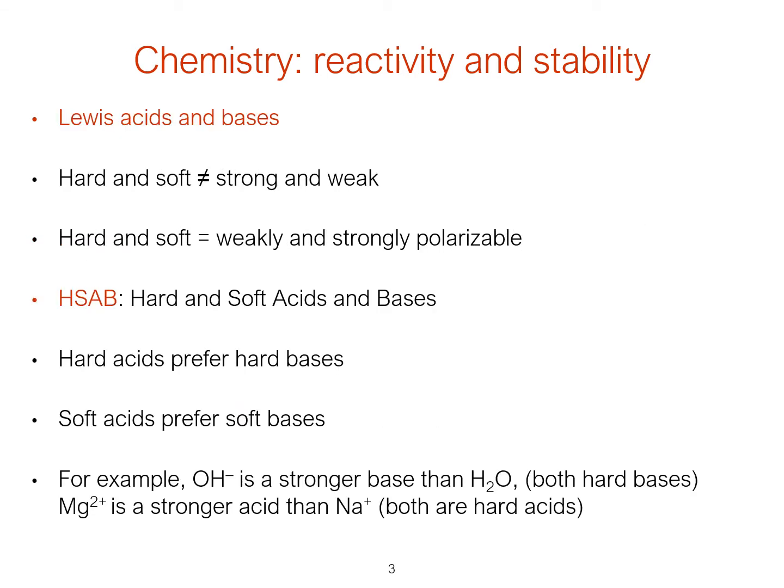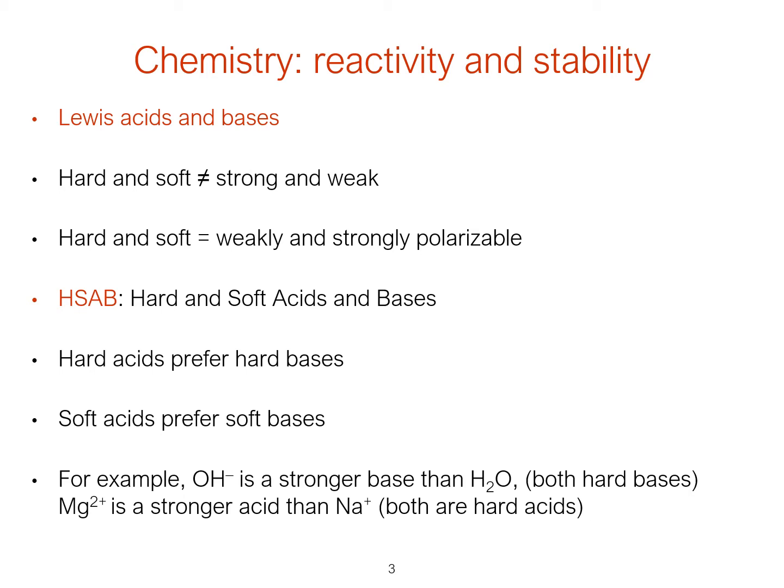Now to start, I need to clarify what we're talking about with hard and soft acids and bases and give some definitions. When we're talking about acids and bases, we're not talking about HCl and nitric acid, the Bronsted-Lowry acids and bases that we usually think about. We're talking about Lewis acids and bases, which we said in the first video when we were describing what coordination compounds are.